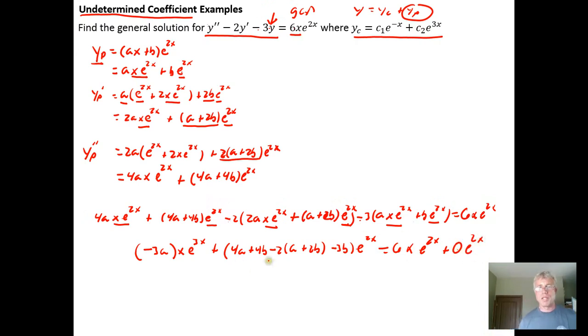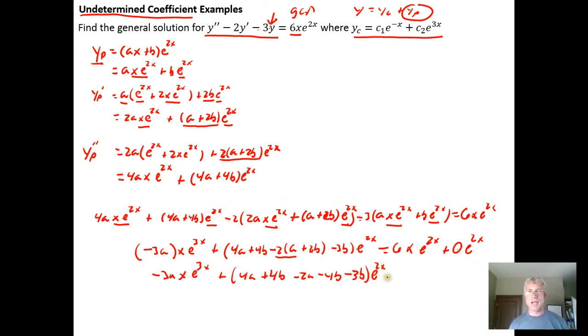And then we want to simplify this a little bit, so we have negative 3a x e to the 2x plus, this is going to be 4a plus 4b minus 2a, minus 2 times 2 is minus 4b, minus 3 times b, e to the 2x equals the stuff. And we get 4a minus 2a is going to be just 2a. And 4b minus 4b will be 0. So we get 2a minus 3b.